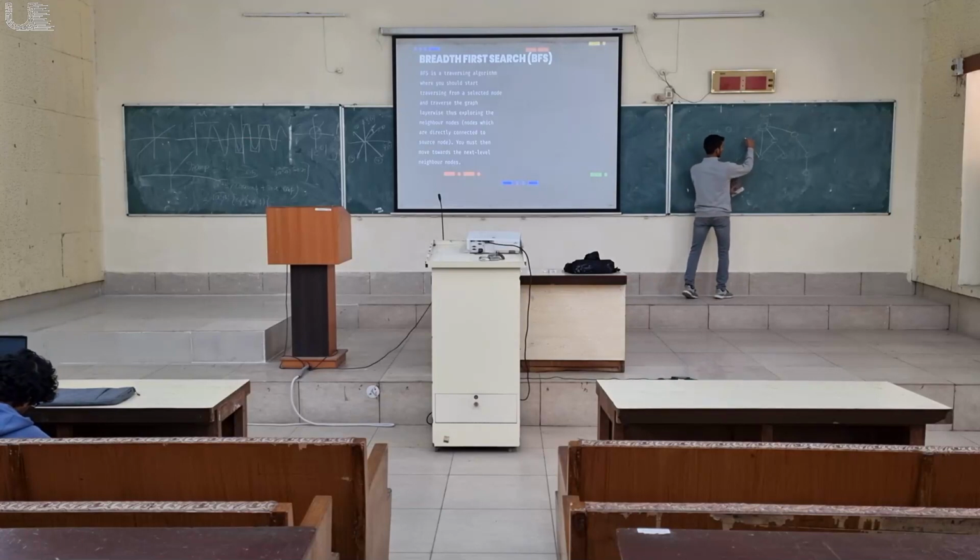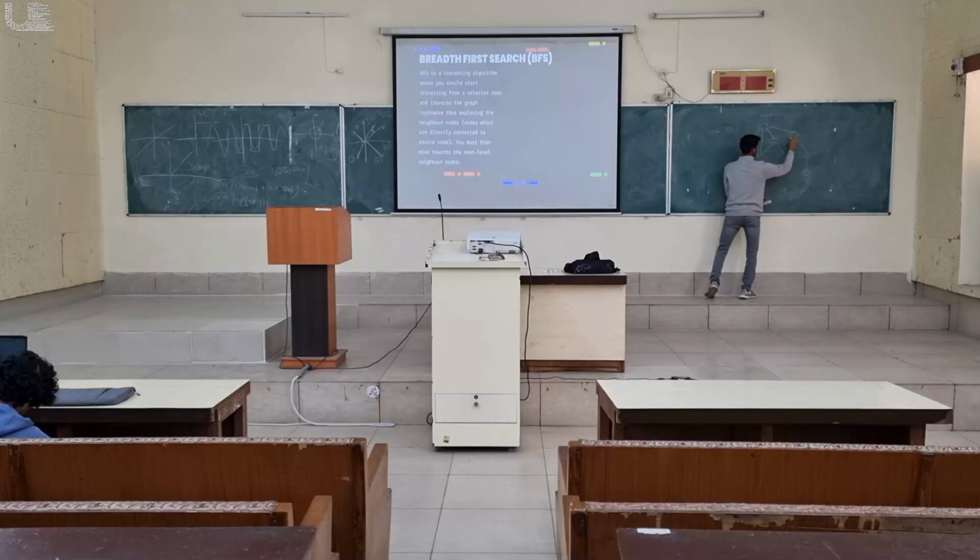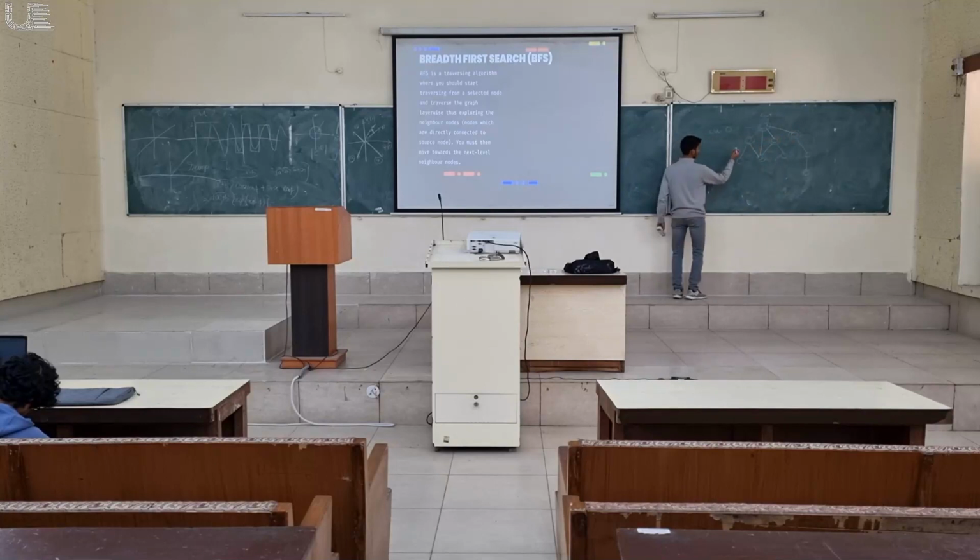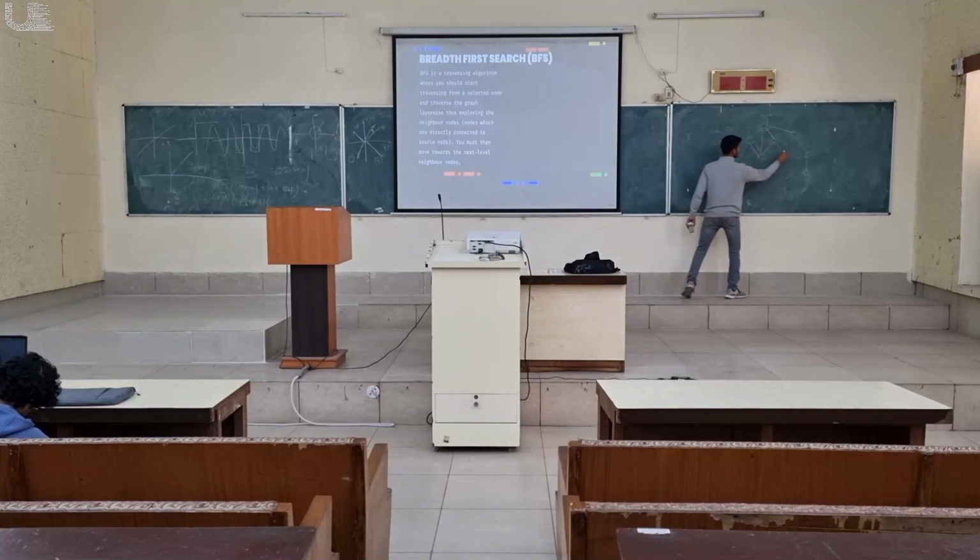So this node lies on level 1, this node lies on level 1, this and this. So this is technically what I mean by level. These four nodes will lie on level 1. And this node, and this node, and this node will lie on level 2 because they are directly connected to the nodes which are lying on level 1.